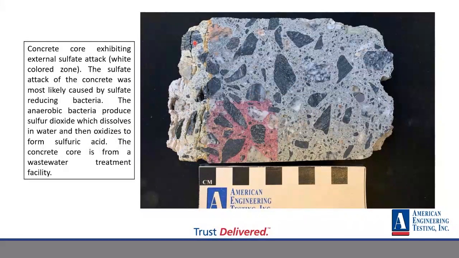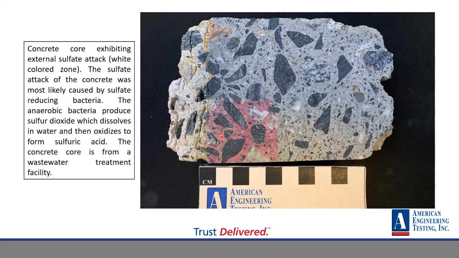Here's another one. A concrete core is exhibiting external sulfate attack, that white colored zone. The sulfate attack of this concrete was most likely caused by sulfate reducing bacteria. The anaerobic bacteria produce sulfur dioxide, which dissolves in water and then oxidizes to form sulfuric acid. So acid reacts with concrete very poorly because concrete is more alkaline.